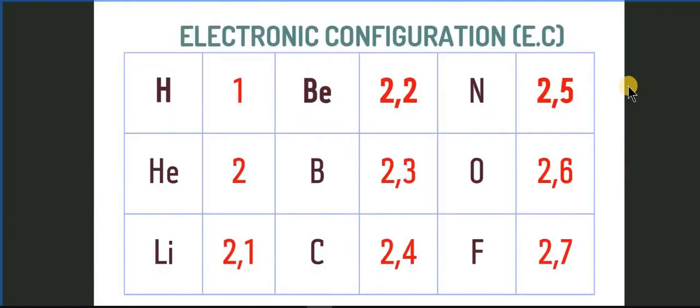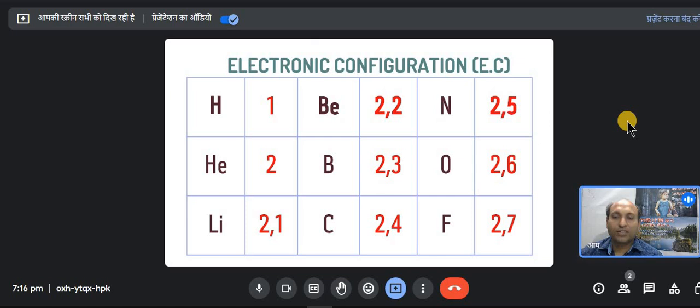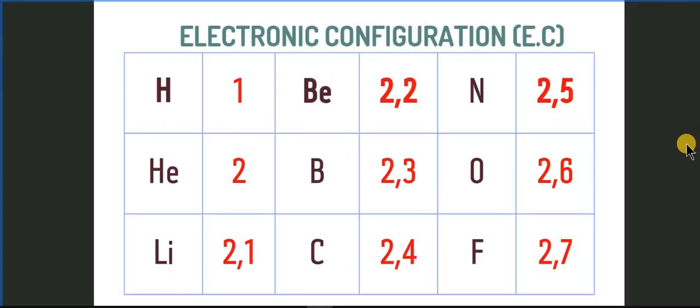Now you can think how to write electronic configuration of these elements. You can see hydrogen 1 is there. Helium is 2, lithium is 2, 1. Similarly, nitrogen 2, 5. Oxygen 2, 6, fluorine 2, 7. So when we know the atomic number, we can write the electron configuration of each element.